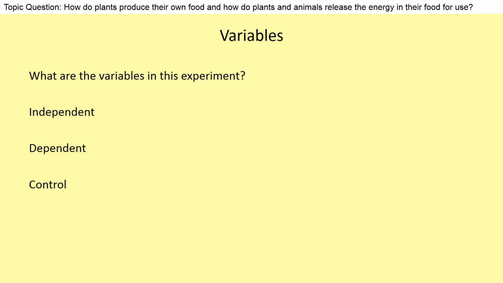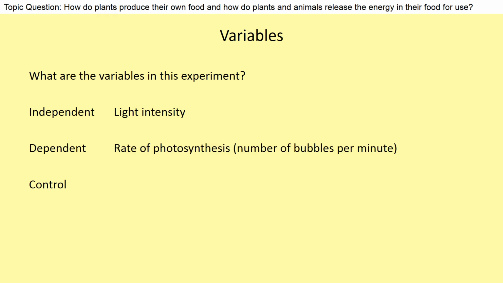Independent variable then. What is the independent variable? It is the light intensity. We were looking at changing the distance that the light is away from the plant, which would change the light intensity. If you've got distance down, that would be fine too. The dependent then is the rate of photosynthesis. So we are counting the number of bubbles per minute, and from that we're calculating the rate of photosynthesis. So either of those, the part in the brackets or the part outside of the brackets, would be fine as an answer to that. And then what would we control?